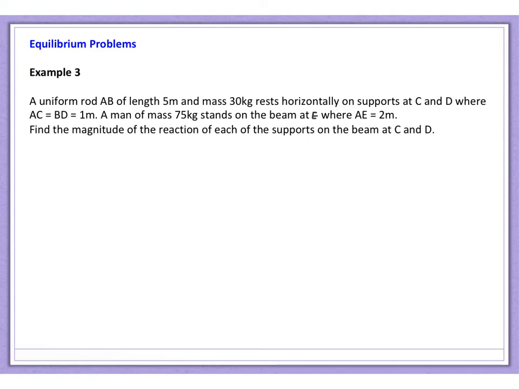Example 3. So we are back to a uniform rod, which has got length 5 metres, mass 30 kilograms. Now it's resting horizontally. That means it's in equilibrium, and it's on supports at C and D, where we're given this information here. Now we're told that a man of mass 75 kilograms stands on the beam at point E, and we're given some information about the distance AE.